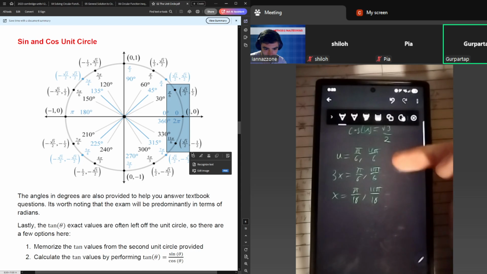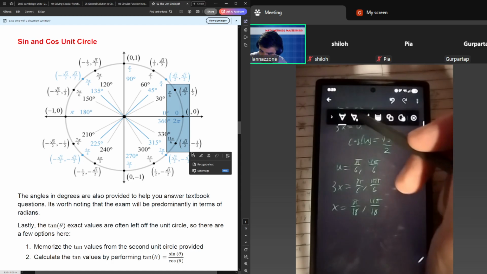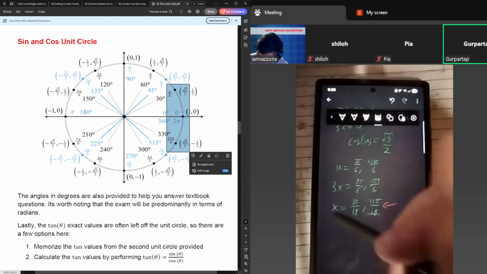Is it a general solution or? It is supposed to be a general solution. Yep. So would we add the 2 pi in? We do add the 2 pi in, yeah. But at this stage, it's too late. Where do we have to add it? Before we divide it by 3? Correct. Yeah, before we divide by 3.